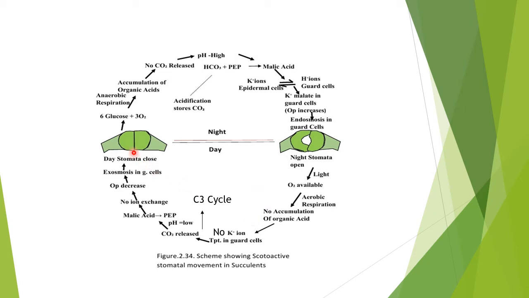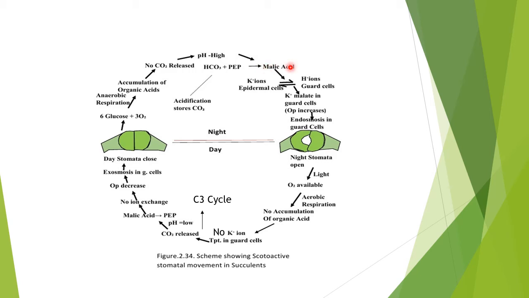You have here a stomata, which during daytime is closed, and during nighttime is open. Now what happens there during nighttime? The glucose, in presence of less oxygen under anaerobic respiration, leads to an accumulation of organic acids. Malic acid is produced there, so there is no released carbon dioxide. As a result, pH of the guard cells becomes high. At the same time, the carbon dioxide which is taken during the night will be utilized for acidification. That is, this carbon dioxide will combine with the PEP in presence of PEPCO during night, and it will form the malic acid.